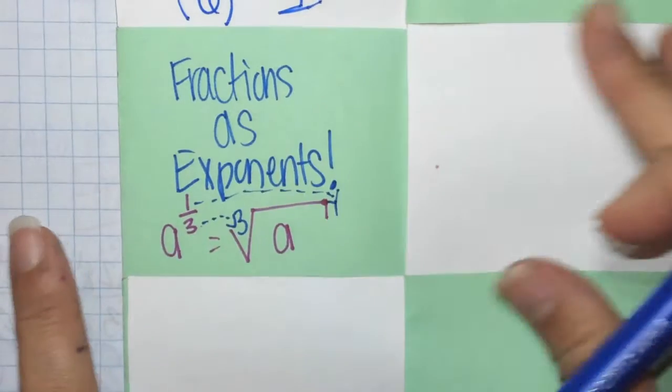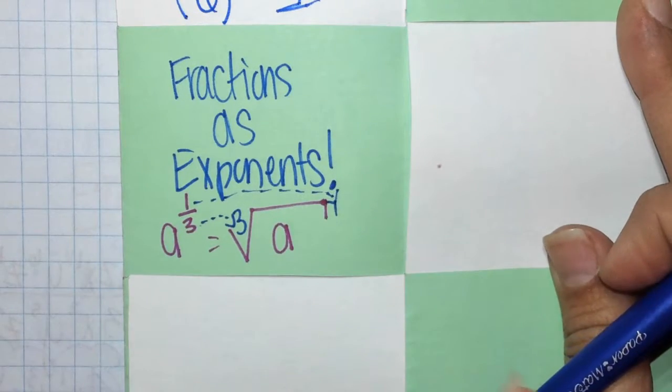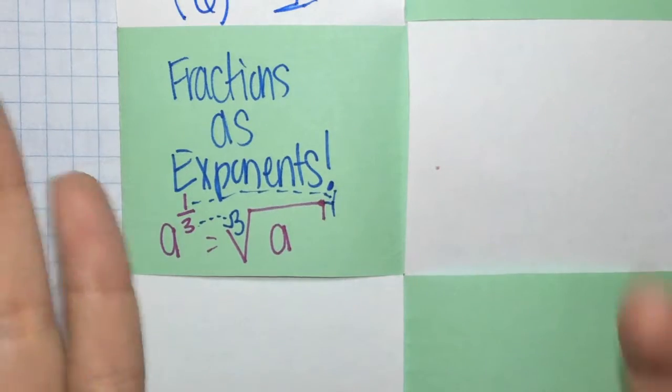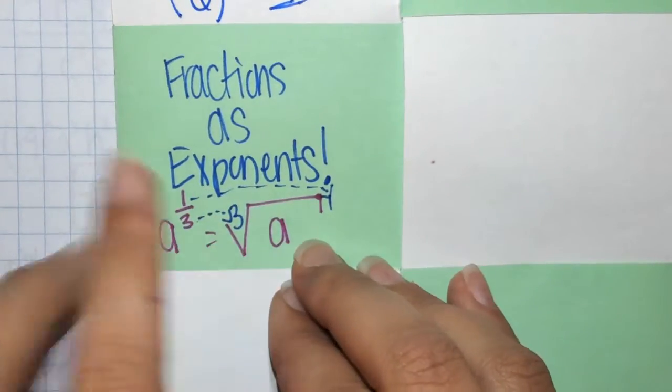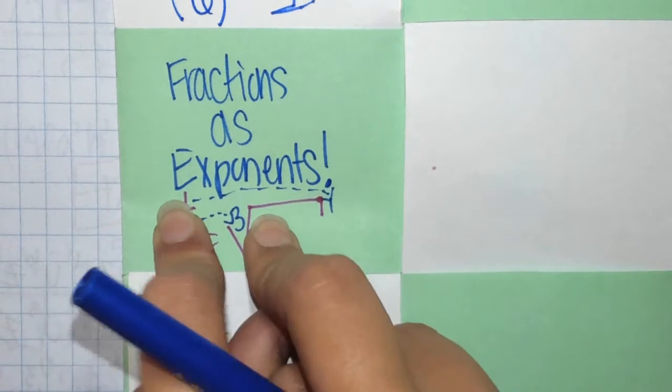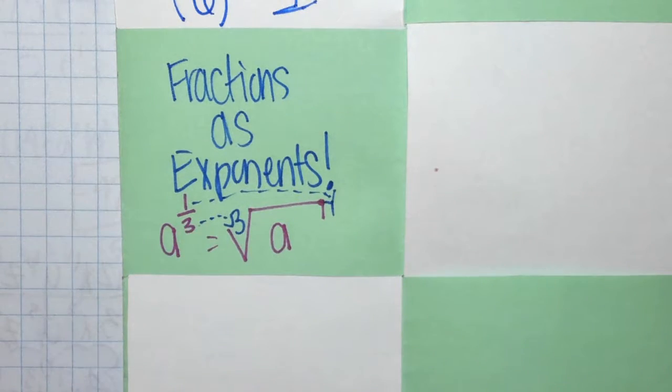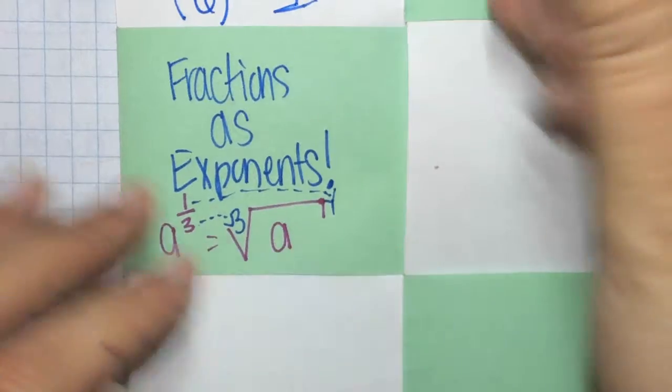Now, this is leading us into our next section in this unit, which we're going to cover next week, and what we do with radicals. But today, all we're doing is just taking a rational exponent and turning it into a radical. So what if I gave you this problem?